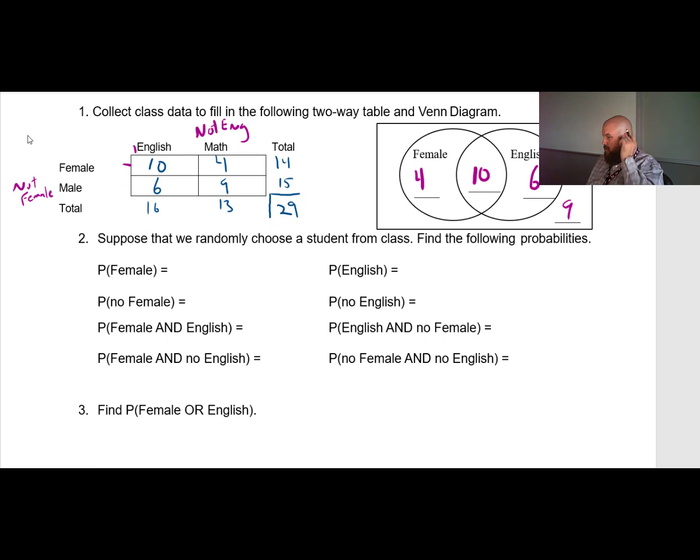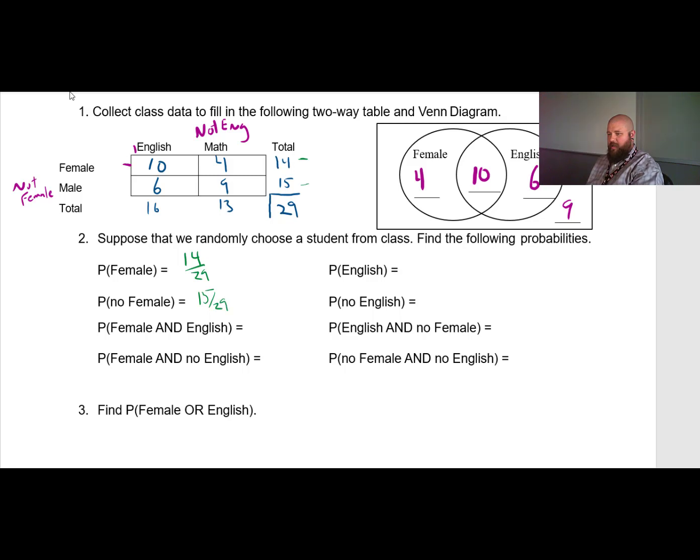Okay, so now let's do a little review here on probabilities. So, probability of being female. Well, we're going to look at the total for the females. So if we go across this row here, we got 14. So there's 14, and how many is that out of? What's our total overall? 29. Okay, so now the probability of not female. So we're looking at the males, right? So if we go across the row here, we got 15. So 15 out of 29.